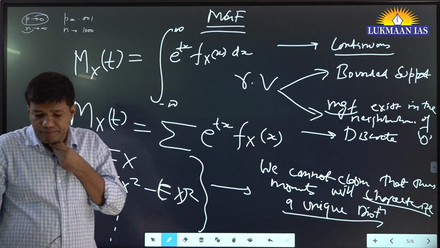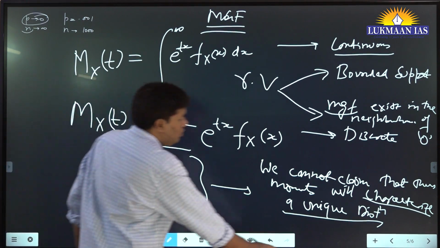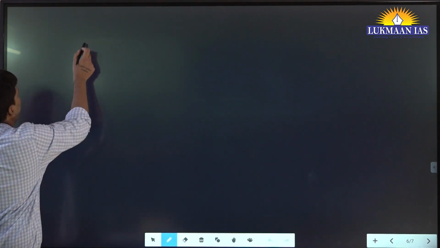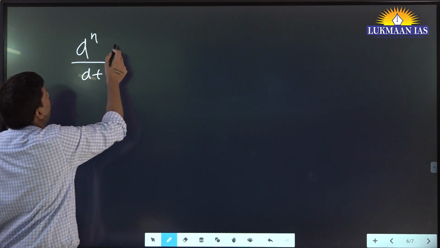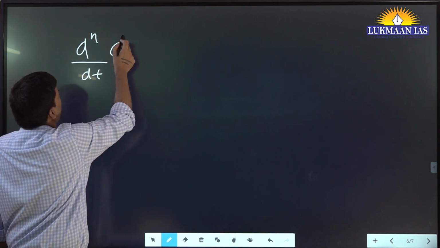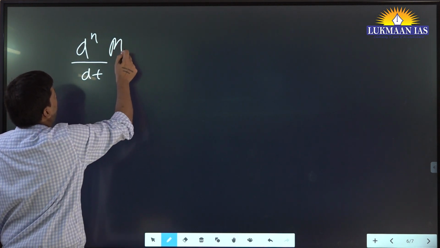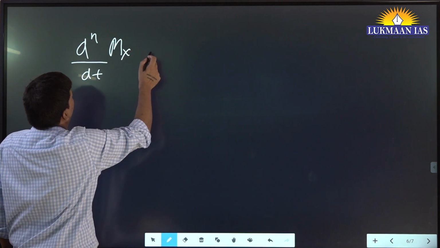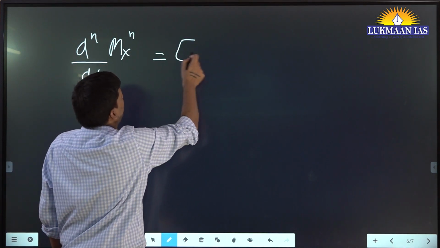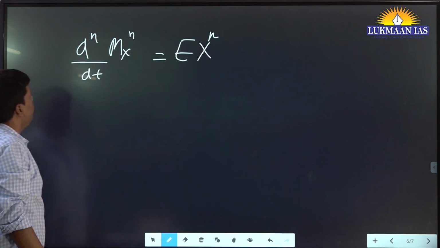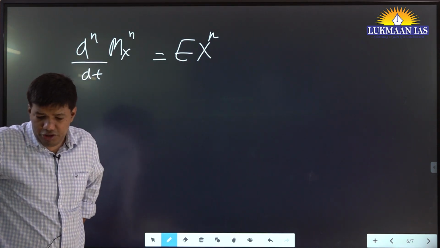You remember this thing as well. What I will do, I will go to this one. d^n/dt^n of E[e^{tX}]... we will just write it as M_X(t) is equal to E[X^n]. Yesterday we saw this thing, right? Any doubt on this? No, sir.